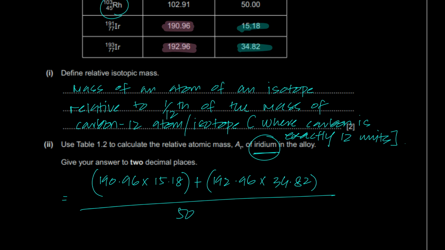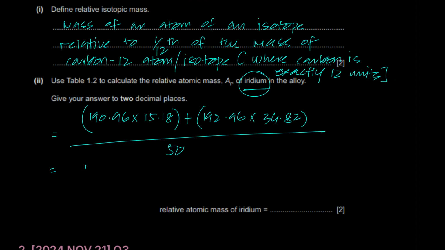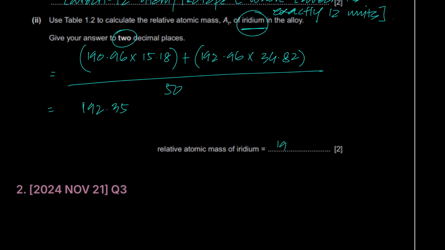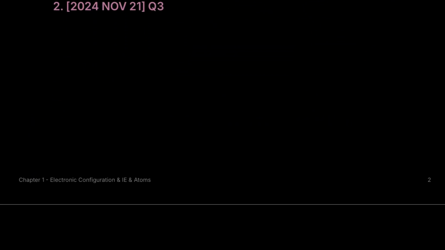What do we get, everybody? Yes, what do we get? 192, sorry. 192.35, because you just need to write it correct to 2 decimal places. So it's 192.35. That's it. It has no units. Relative atomic mass has no units. Isotopic mass, you could write the unit amu with it, but atomic mass doesn't.